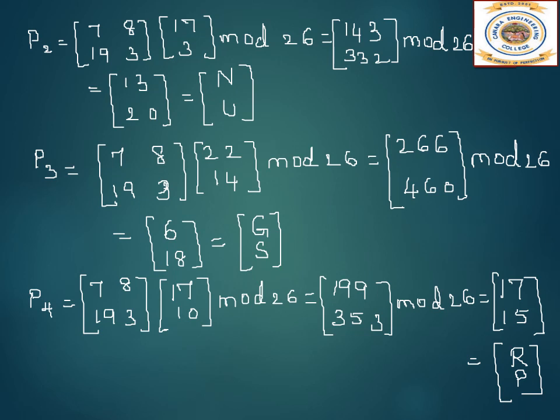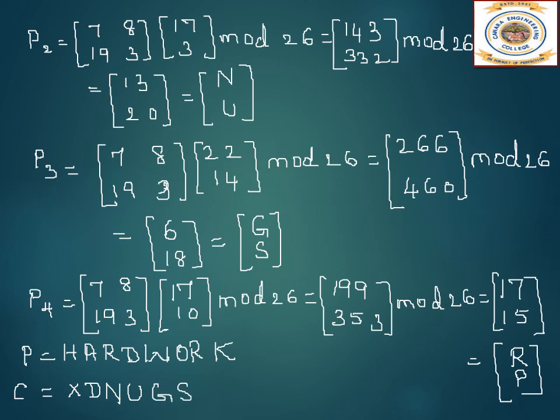So now the plain text that we had was HARDWORK. After encryption, the cipher text that we get is XDNUGSRP. So this is how the encryption process is done.